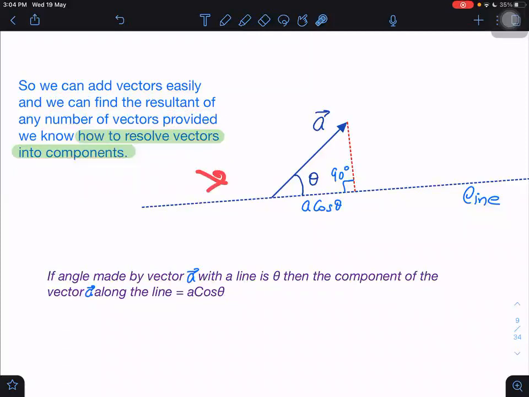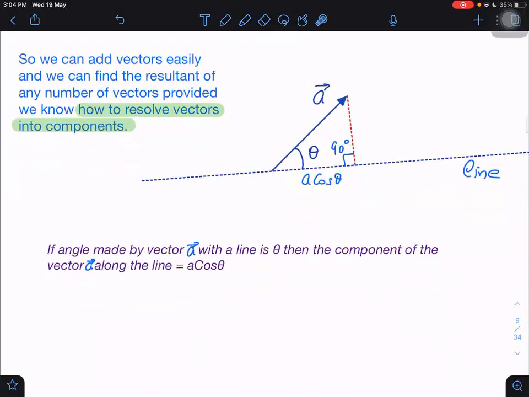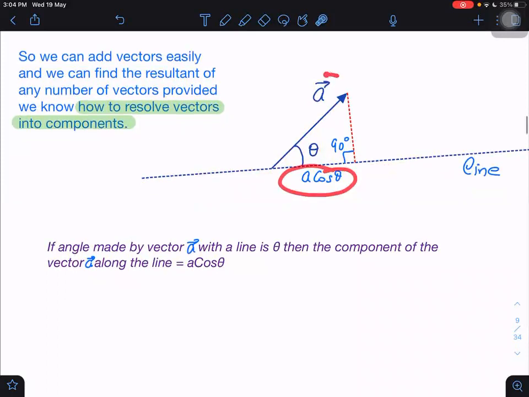So here I thought that I don't want any loopholes to remain in your understanding. Again, I came to this, although I have already resolved it many times, but I'm telling you: if I have to resolve a vector A along a given line, then I need to know the angle between the vector A and the line, and I only need to write A cos theta as the component of vector A along the line.